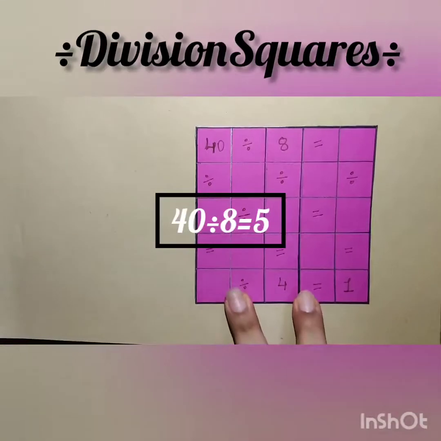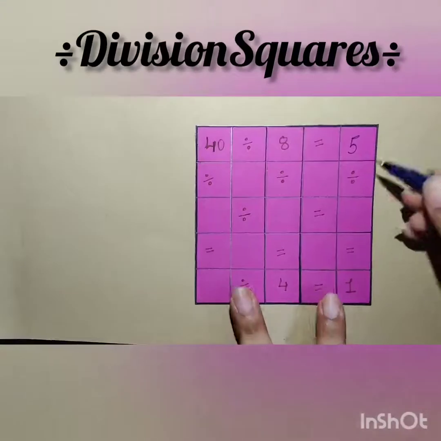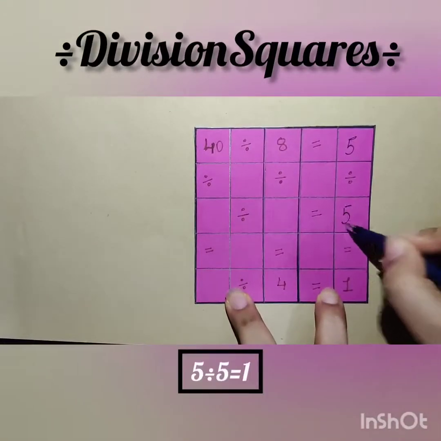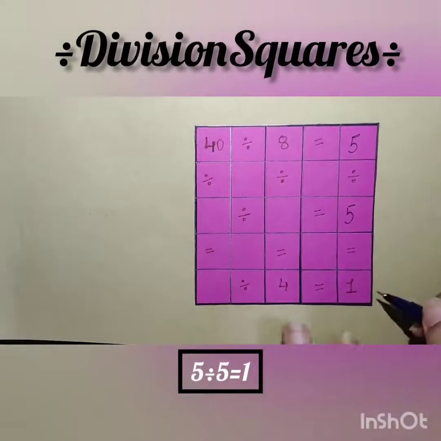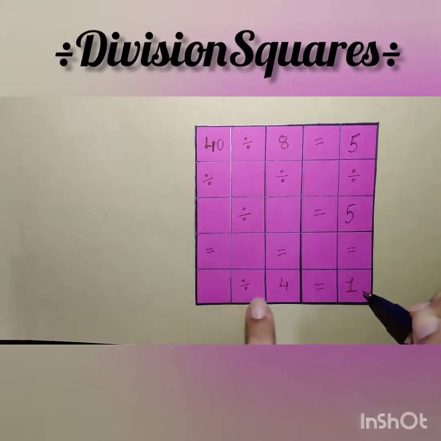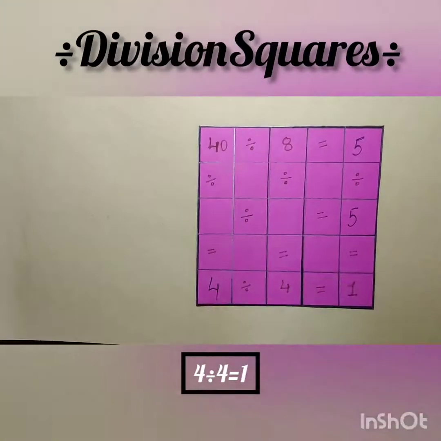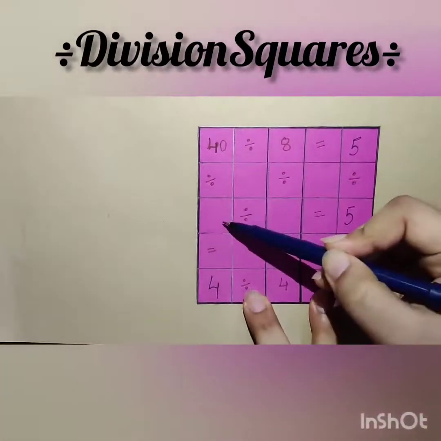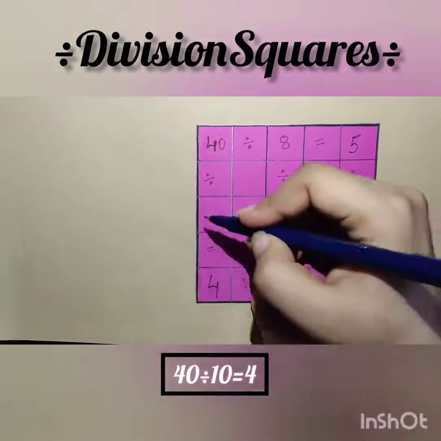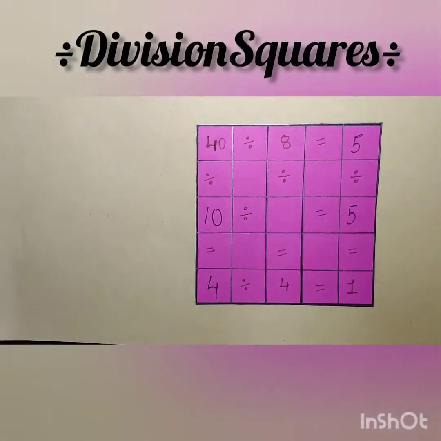40 divided by 8, the answer would be 5. 8 times 5 is 40. 5 divided by which number, the answer would be 1? So 5 when divided by 5 only, the number itself, then the answer would be 1. 4 divided by which number, the answer would be 1? So again 4 divided by 4, the answer would be 1. Right? Now 40 divided by which number, the answer would be 4? So 40 when divided by 10, at that time we'll get the answer as 4.